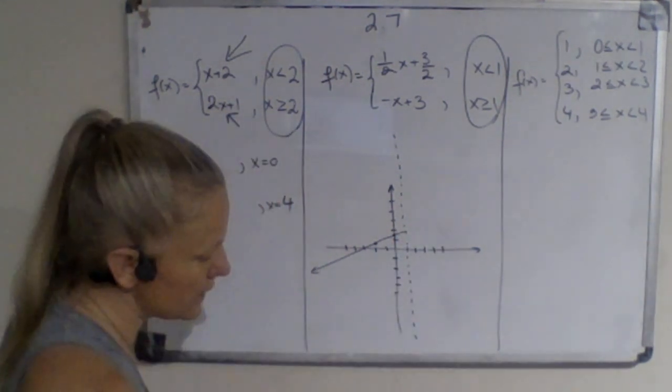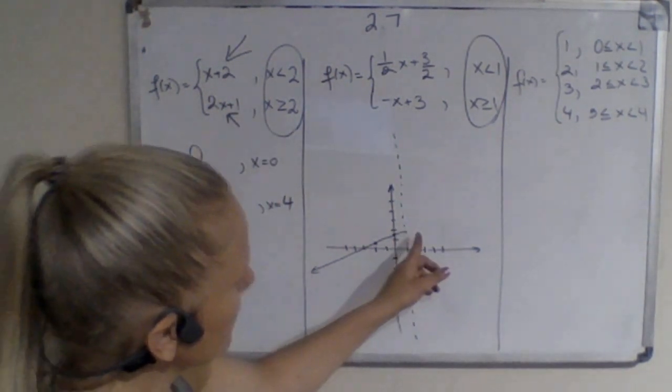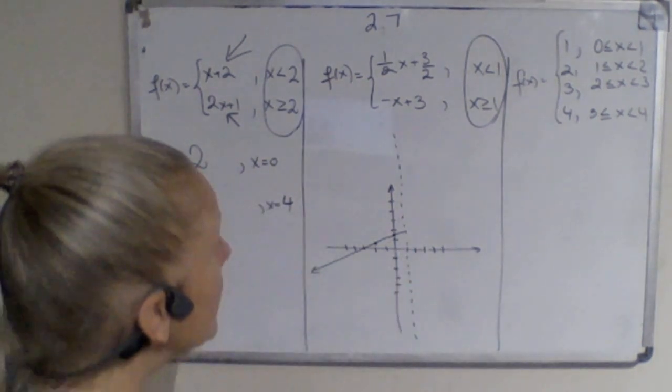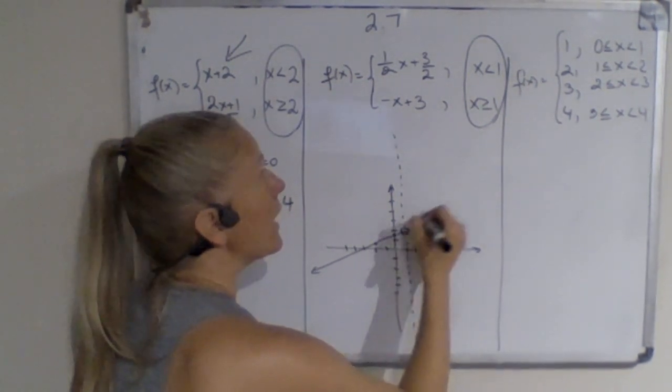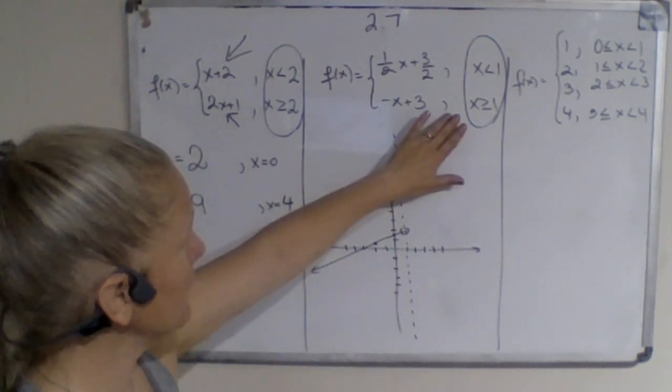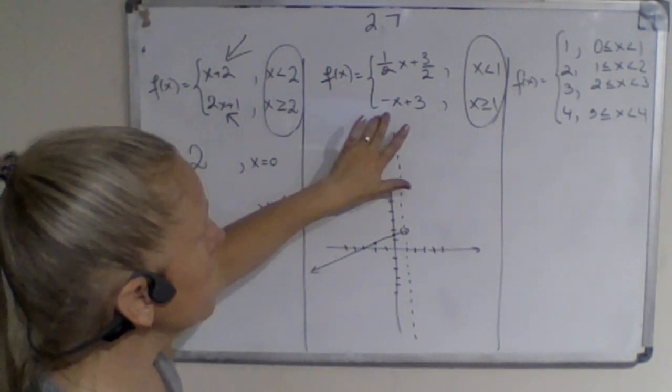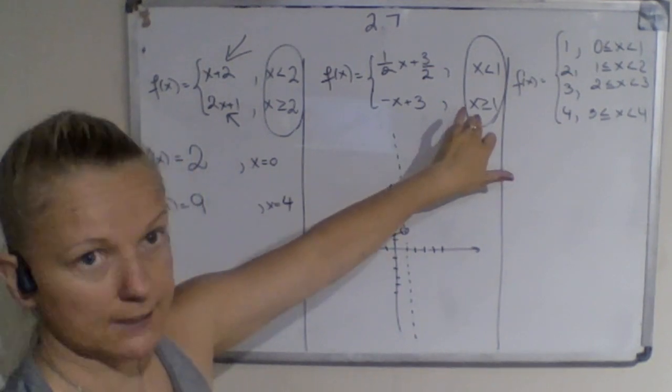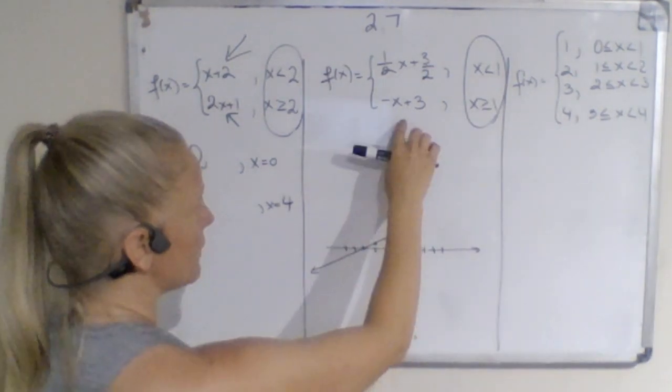That's where I end, right? That's where my function ends. It touches right there, and then it stops. And it would be an empty dot. Why? Because it's less than. My second function tells me my f of x is negative x plus 3 if x is greater than or equal to 1. So let's go ahead and graph this one.